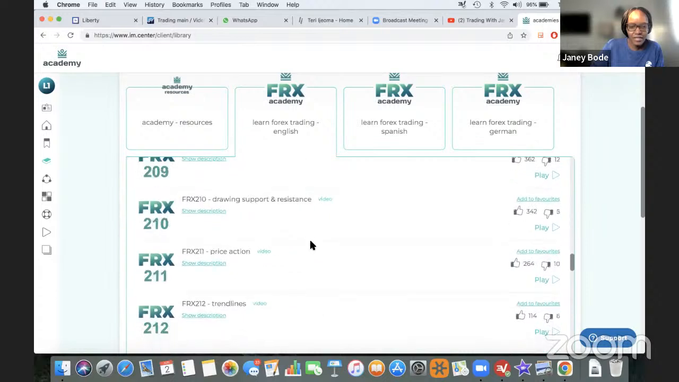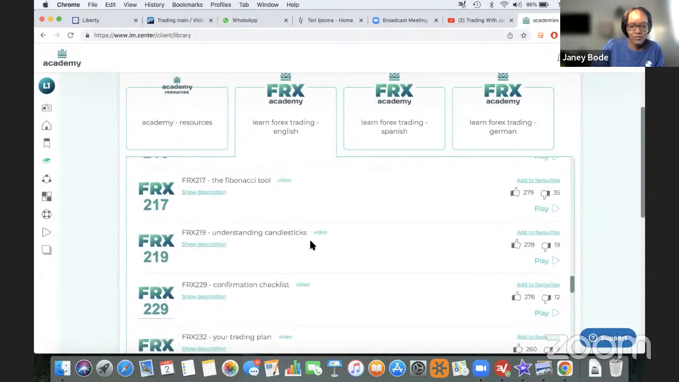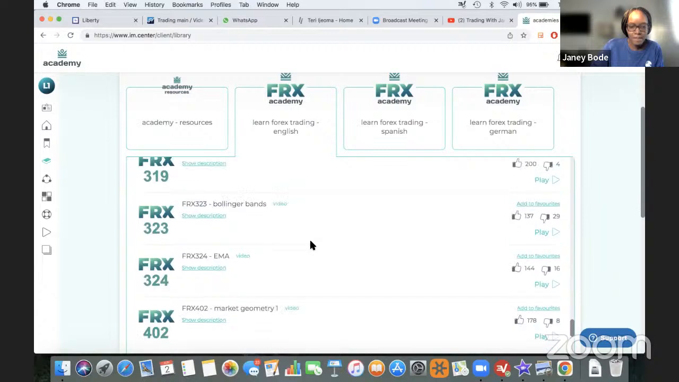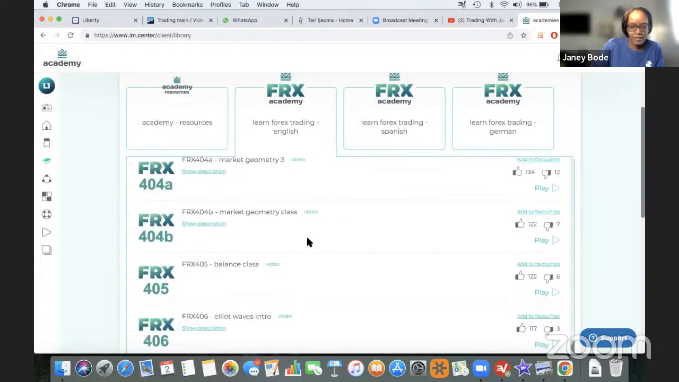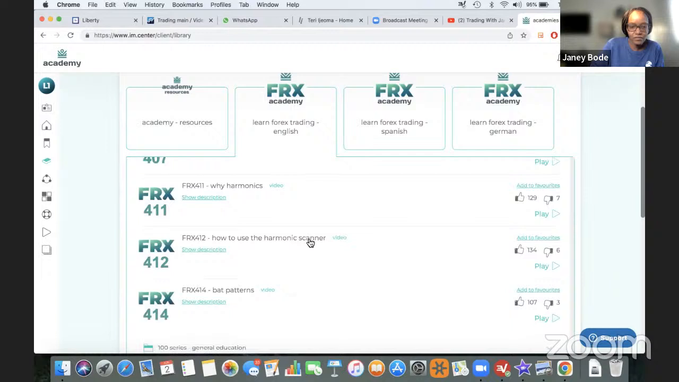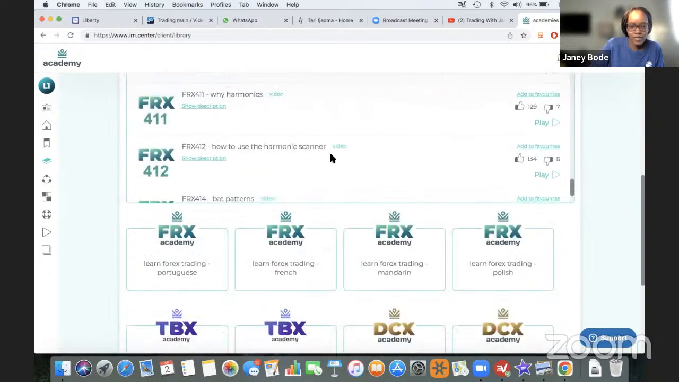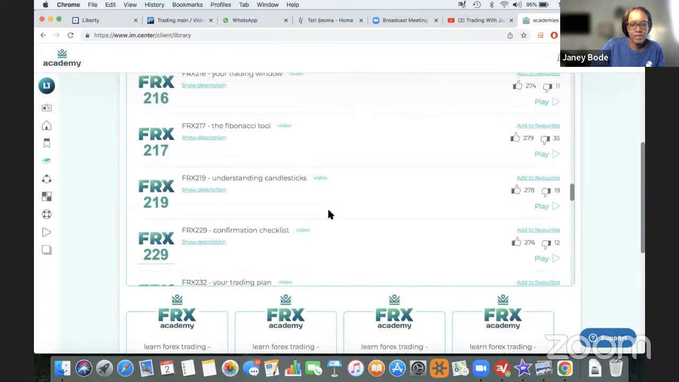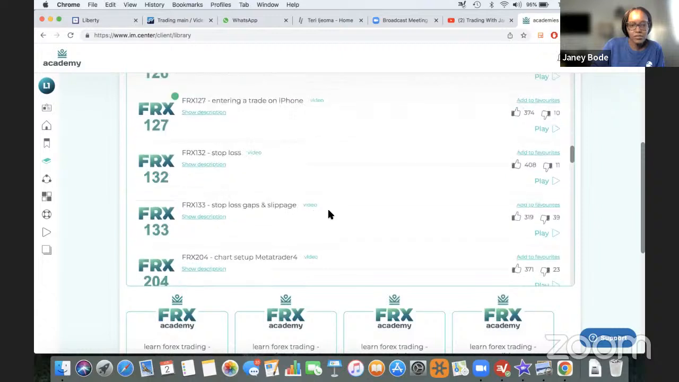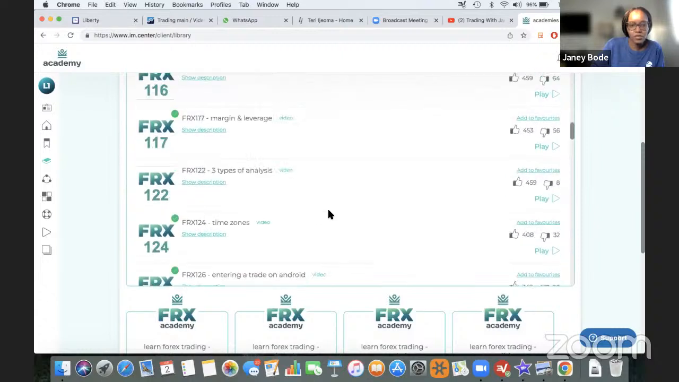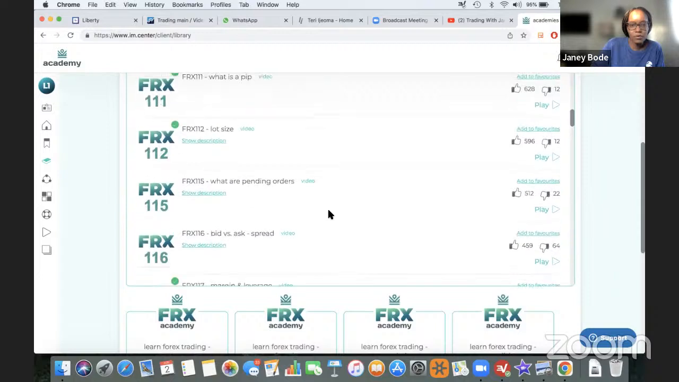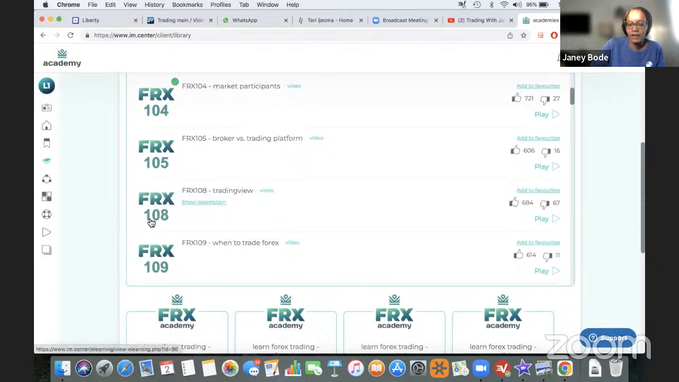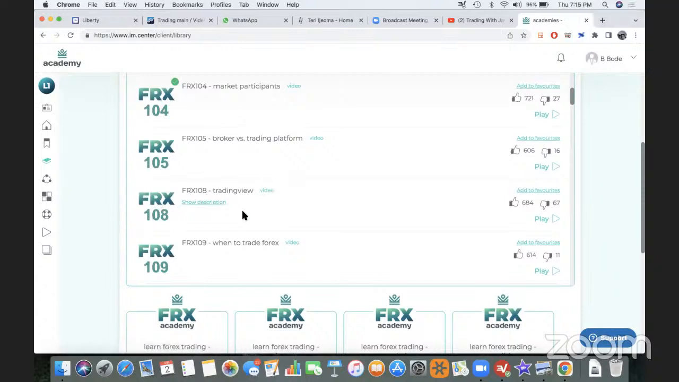TradingView. Where did they put the TradingView video? Anybody see it? It was here somewhere. EMA, geometry, balance, TradingView. Where did they put it? They moved things around the other day when they put in TBX. They added TBX, so I'm going to check one more place, and then I will also show you. Oh, here it is. You see here? FRX 108.